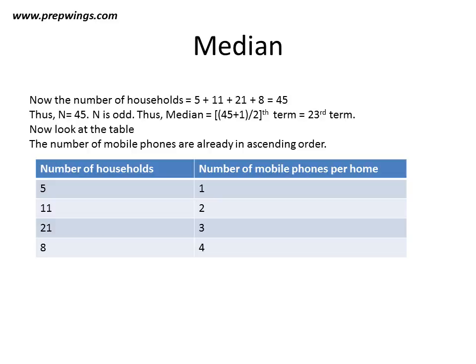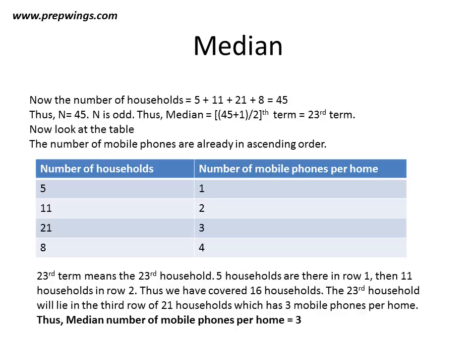If you look at the data clearly, we'll get 5 ones in the set because 5 households have 1 mobile phone. So the set will be like 1 1 1 1 1, 5 times. Then 2 2 2 2 2, 11 times. Then 3 3 3 3 3, 21 times. And then 4 4 4 4 4, 8 times. This is how the set is, and I need to find the 23rd term. So the first 5 terms are 1. The next 11 terms will be 2. So that means 16 terms are over and all the 2's have been done with.